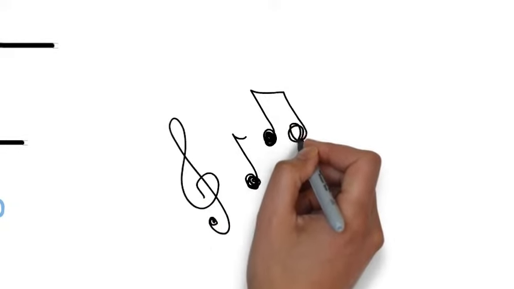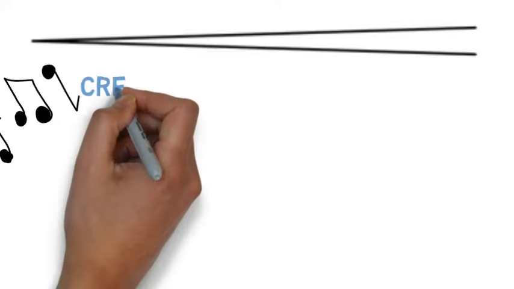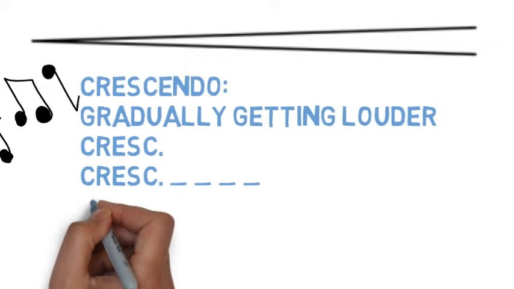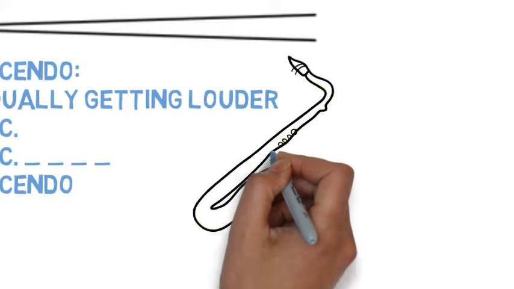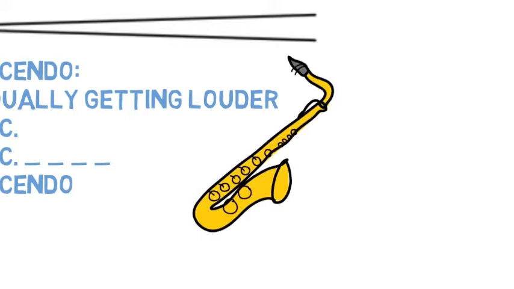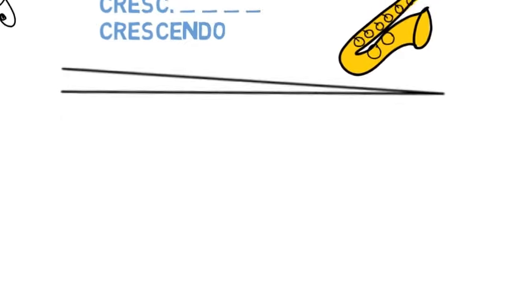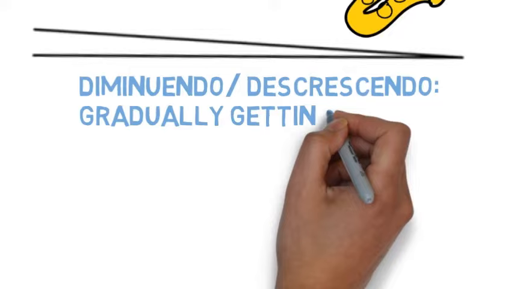Some symbols tell you to get louder or softer gradually. This is a crescendo symbol. Crescendo means to gradually get louder. This is diminuendo or decrescendo. Both mean to gradually get softer. You may also see it written like this.